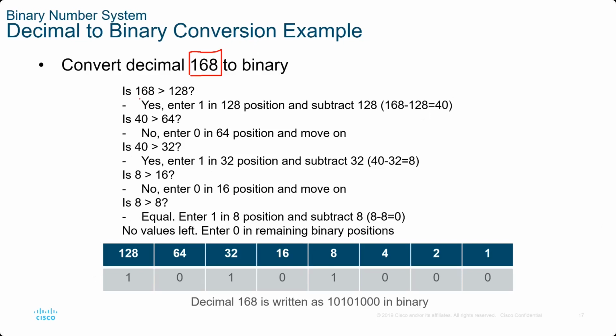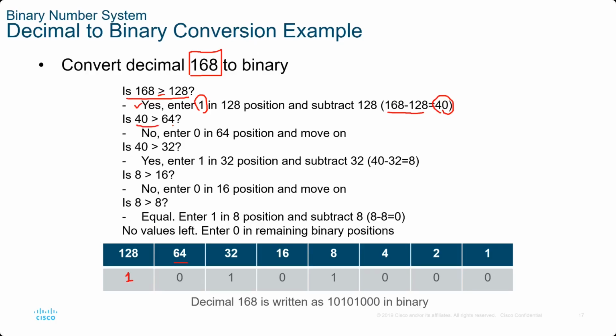The algorithm says, is 168 greater than or equal to 128? If it is a yes, which it is, then we put 1 in this position, and then we subtract 128 from this number. So 168 minus 128 is 40. And we start the same process for the 40 again, but for the second position now.